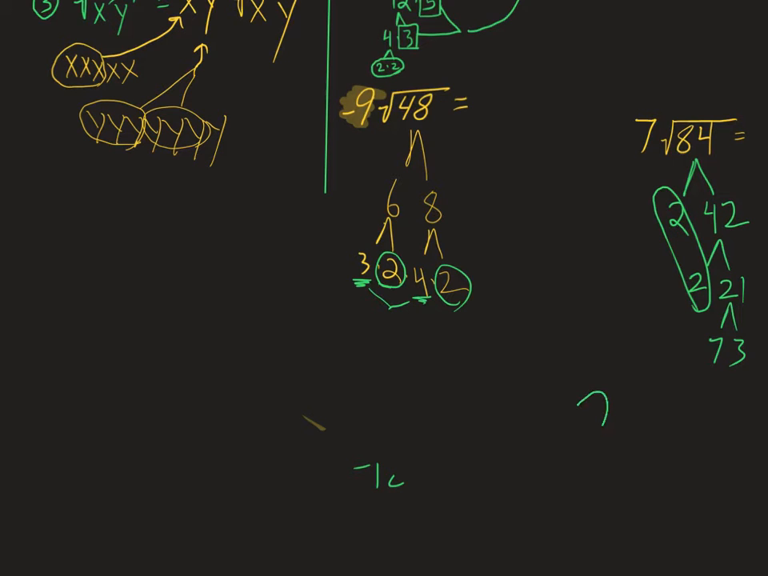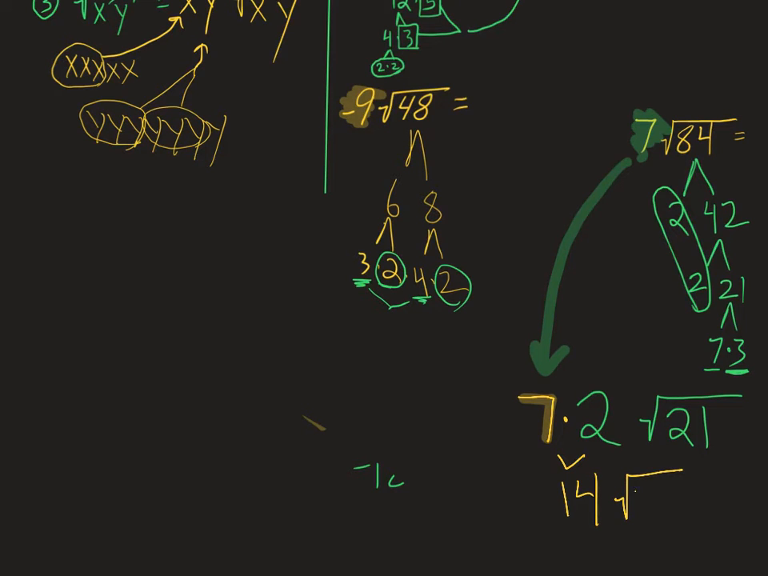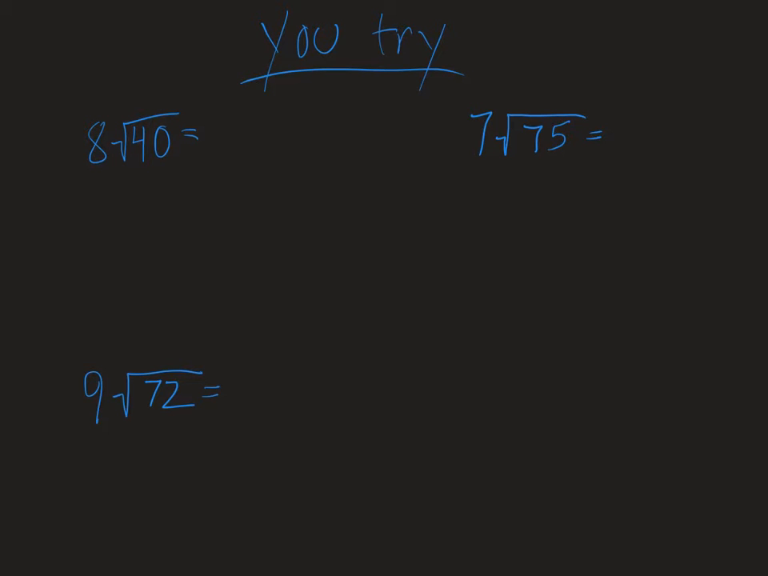They're my perfect square. They come out as a 2. There's my radical. I've got a 7 and a 3. They make that 21. They can't come out, so the 21 stays underneath. And then don't forget that 7, if we had it, needs to be multiplied. So final answer is 14 radical 21.